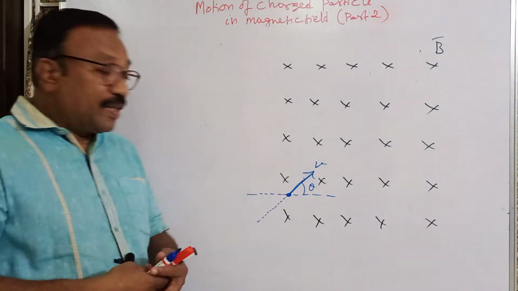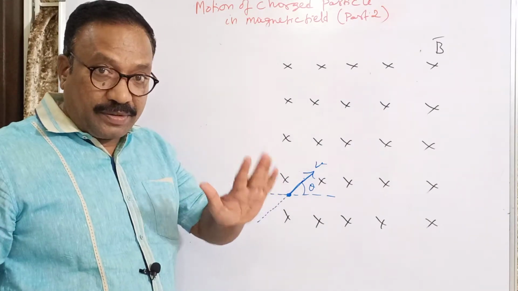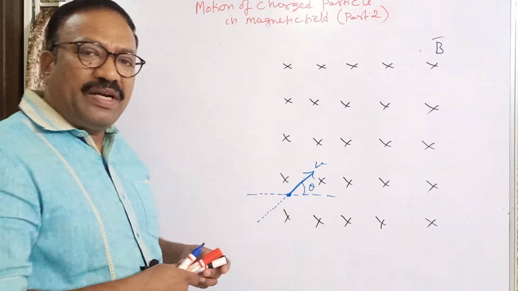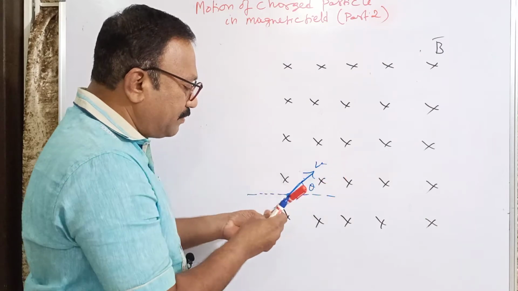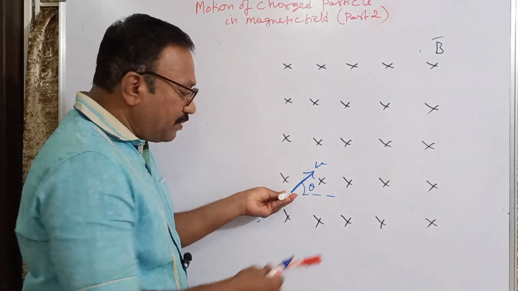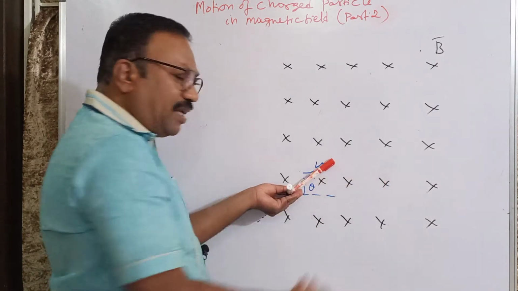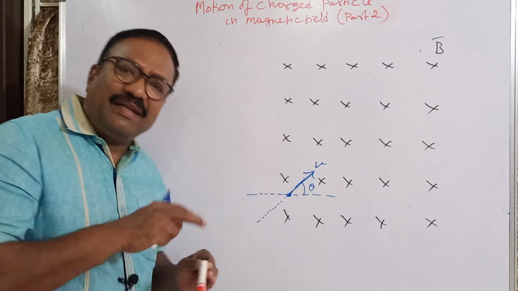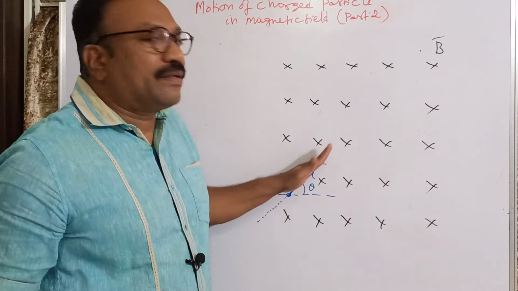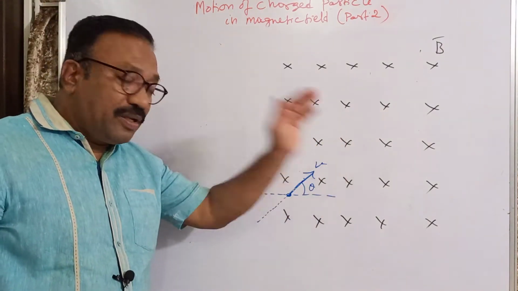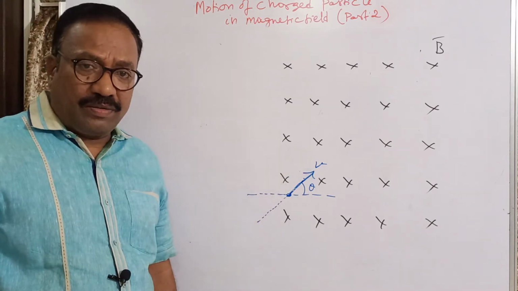So the particle is entering into the magnetic field. What is the angle between the magnetic field and the velocity? The magnetic field is inward and the velocity is like this. The direction of velocity and magnetic field are at 90 degrees only. So the particle is entering at 90 degrees into the field. It is not entering straight, it enters at a slant, but it is perpendicular to the field only. So therefore it has to do circular motion, no doubt.